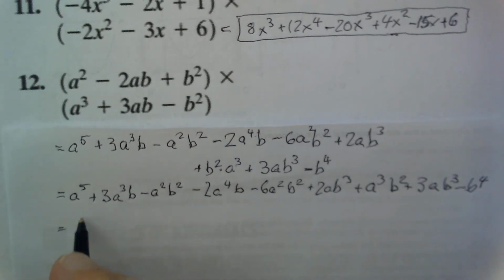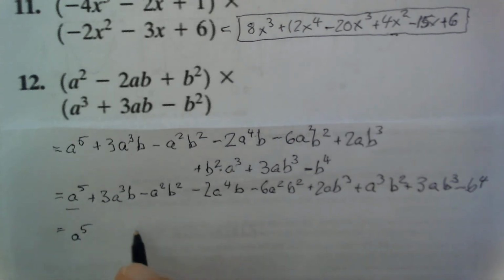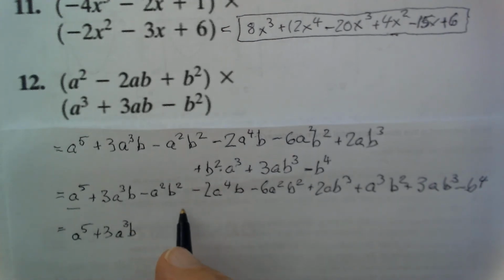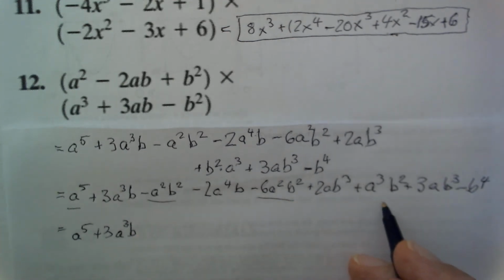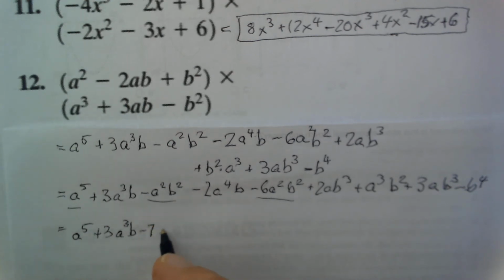So let's see what we can combine. There's only one a to the fifth. And then we have 3a to the third b, and that would be the only a to the third b term. So plus 3a to the third power b. And then we have minus a squared b squared minus 6a squared b squared. So minus a squared b squared minus 6a squared b squared is minus 7a squared b squared.